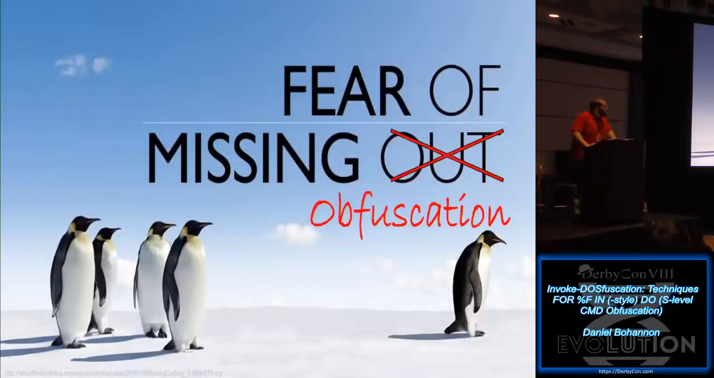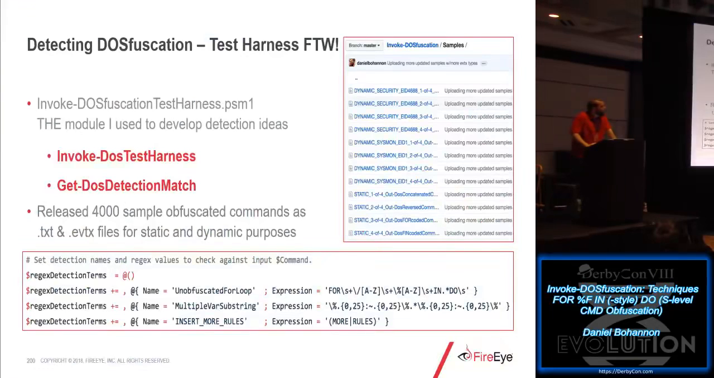I suffer from FOMO, although for me it's the fear of missing obfuscation. So I really go through a lot of extra lengths to find obfuscation that's out there that maybe I haven't seen before. And to do that, this is one of the things I had the most fun with in this project, which was to actually release the test harness that I use to develop every detection that we run for DOSfuscation.